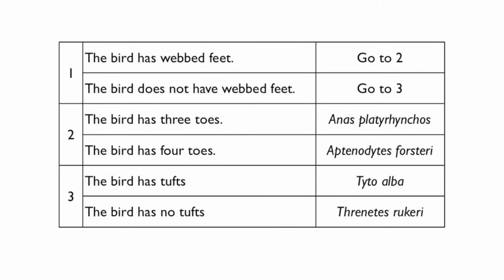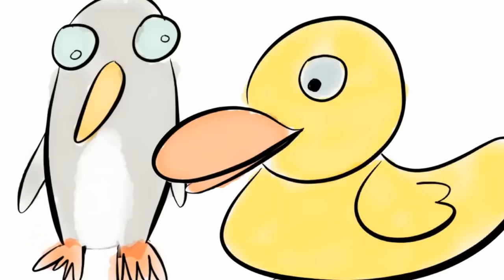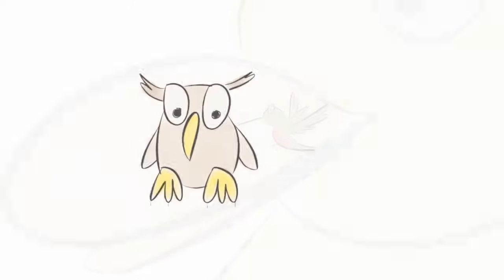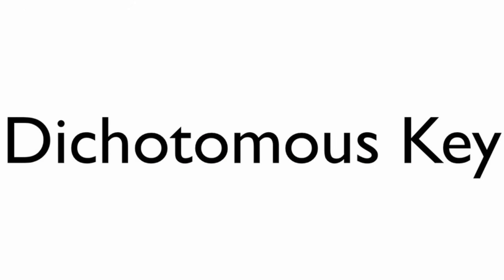Dichotomous keys, charts that scientists use to figure out the scientific name of organisms or to help identify footprints. Dichotomous keys.